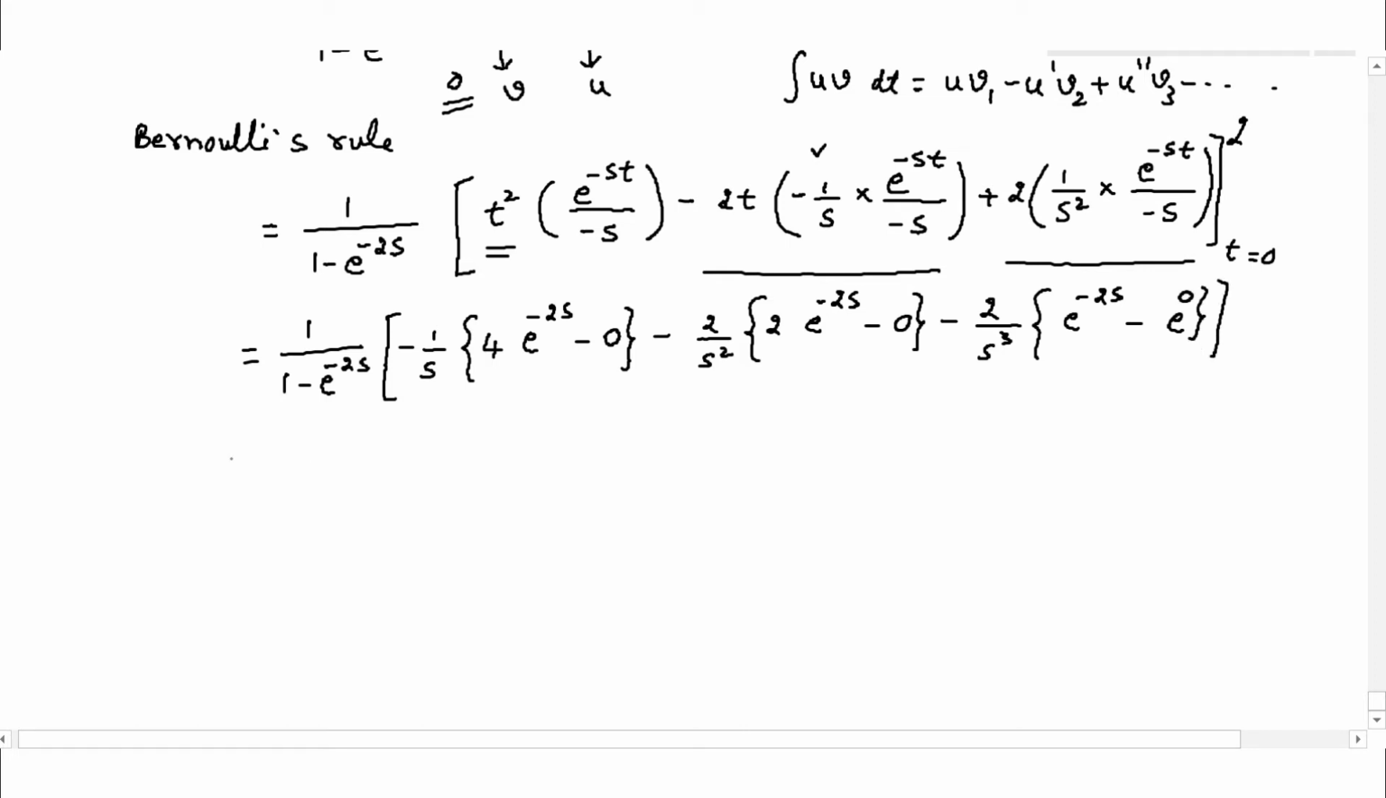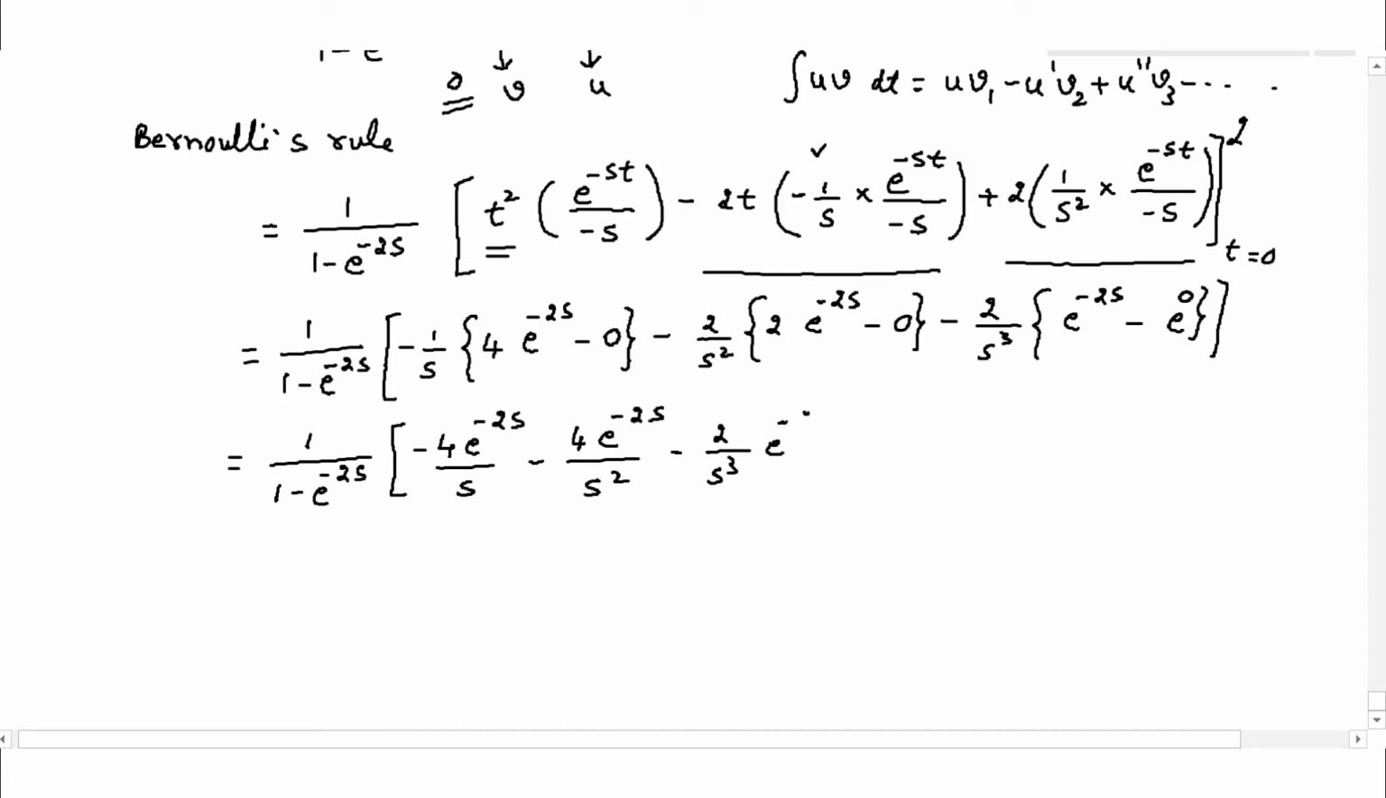Further, let us try to simplify this one. It is 1 by 1 minus e power of minus of 2s. So we have minus 4 e power of minus of 2s divided by s. It is minus 2 times 2 is 4 e power of minus of 2s divided by s square. Then you have minus of 2 by s cube e power of minus of 2s. I just opened the bracket and multiplied these two values. Just multiply it.